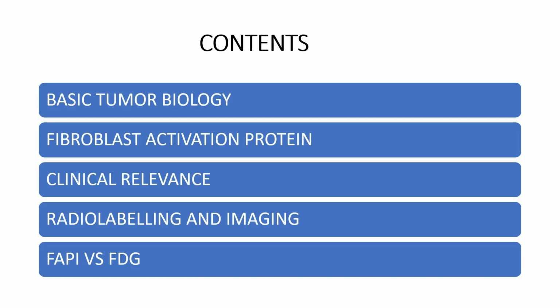And these are the contents for today's presentation. We'll start with understanding the basic tumor biology, followed by the fibroblast activation protein, known as the FAP protein, and this protein is central for us to understand FAPI imaging as a whole. Then we'll talk about some clinical relevance of FAPI. Then we'll talk about radiolabeling and imaging and how these are being done. Then we'll talk about the battle between FAPI and FDG.